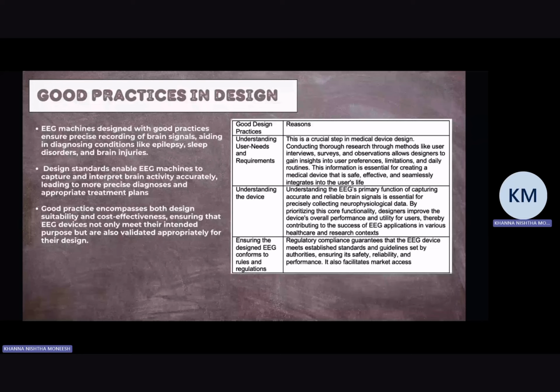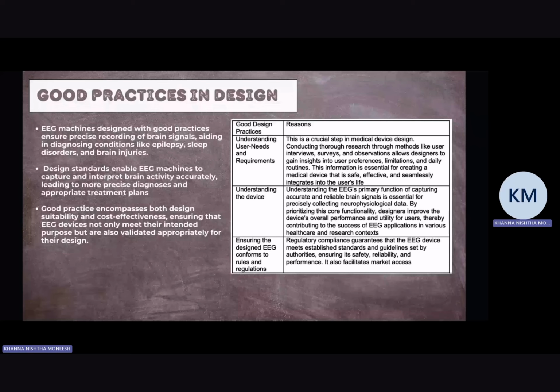Firstly, understanding user needs and requirements. This is a crucial step in medical device design, as the information collected is essential for creating a medical device that is safe, effective, and seamlessly integrates into the user's life. The manufacturer must conduct thorough research through methods like in-user interviews, surveys, and observations to gain insights.